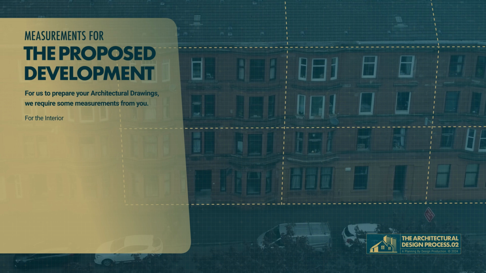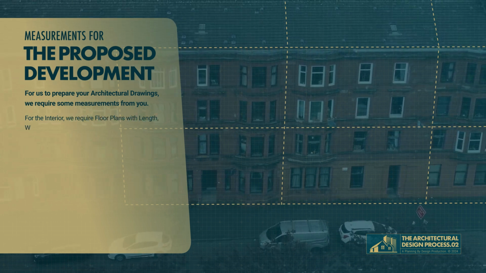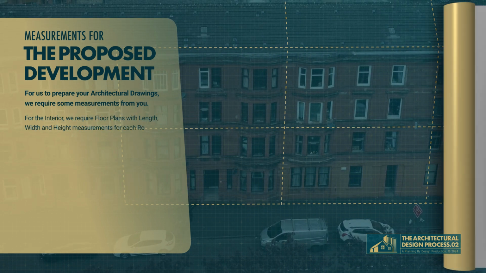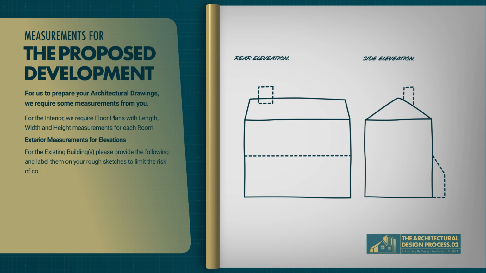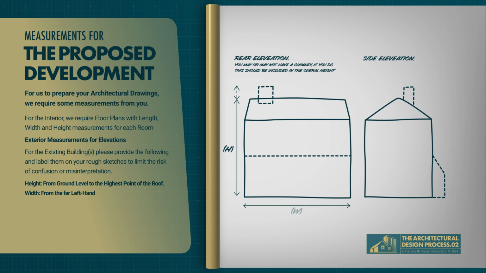For the interior, we require floor plans with length, width and height measurements for each room. Exterior measurements for elevations for the existing buildings. Please provide the following and label them on your rough sketches to limit the risk of confusion or misinterpretation. Height, from ground level to the highest point of the roof. Width, from the far left-hand side to the far right-hand side. Length, from the front to the back of the property.